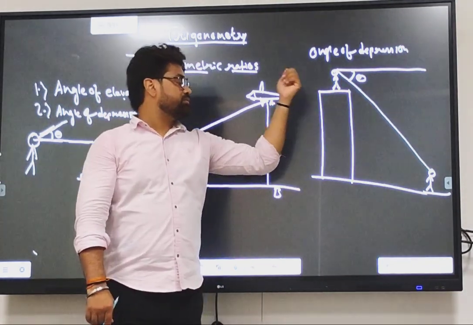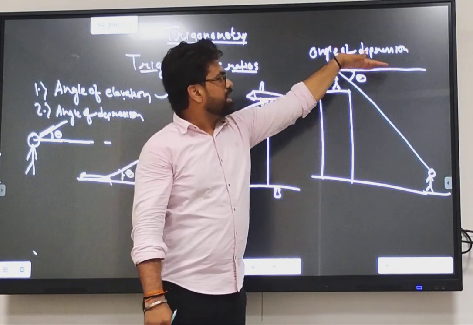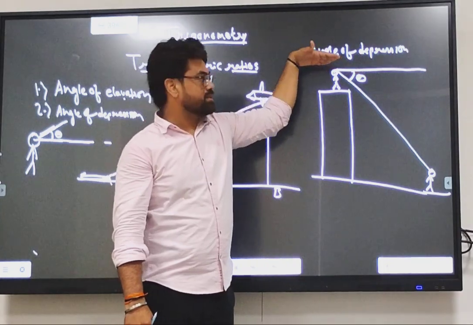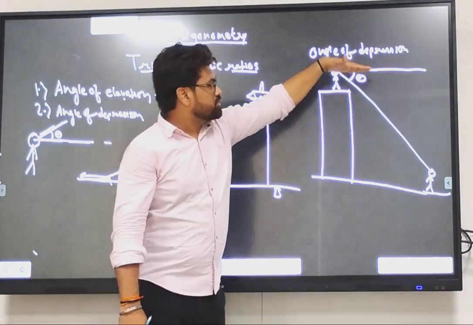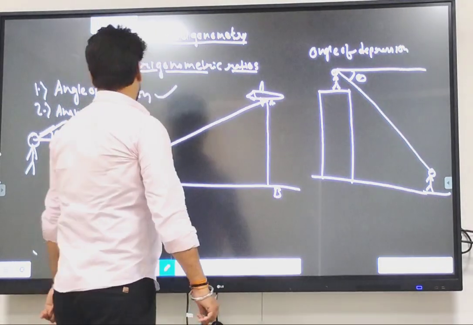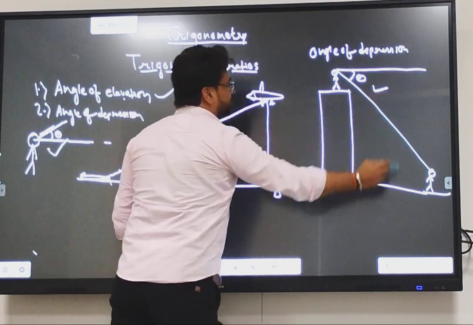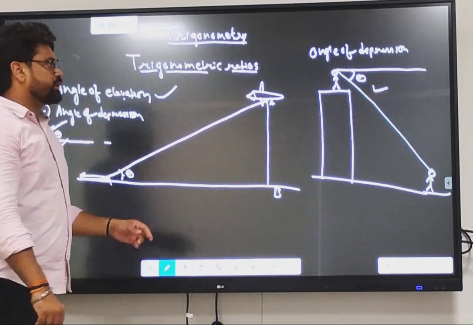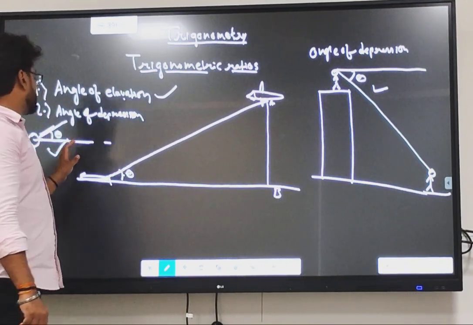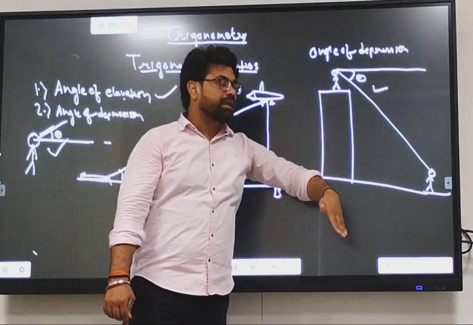So if we are viewing or observing anything which is just below our line of sight, eyesight, or the height at which the eyes are maintained, this is known as angle of depression. So this is angle of elevation and this is angle of depression. Both are the same thing. Okay, both are the same thing, but the orientations are different. In angle of elevation, we are looking upward, and in angle of depression, we are looking downward.